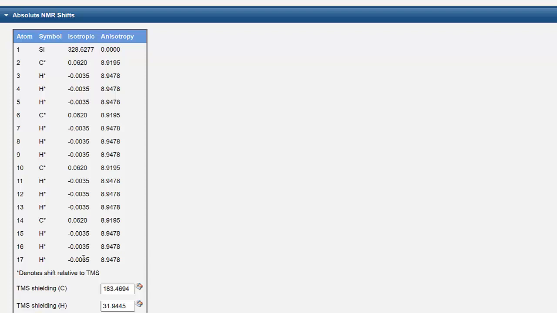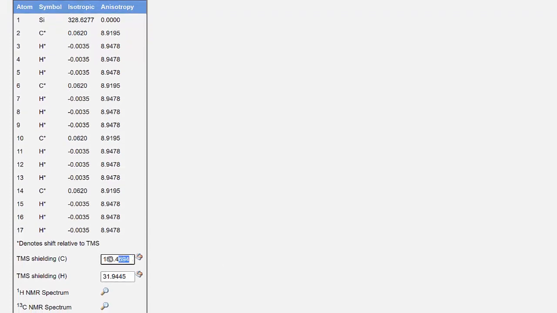That's because what we've done to generate these numbers is to do a reference calculation on TMS and then store that in the program. So it's subtracting the TMS from TMS and getting 0. The reference values are shown here in the table.